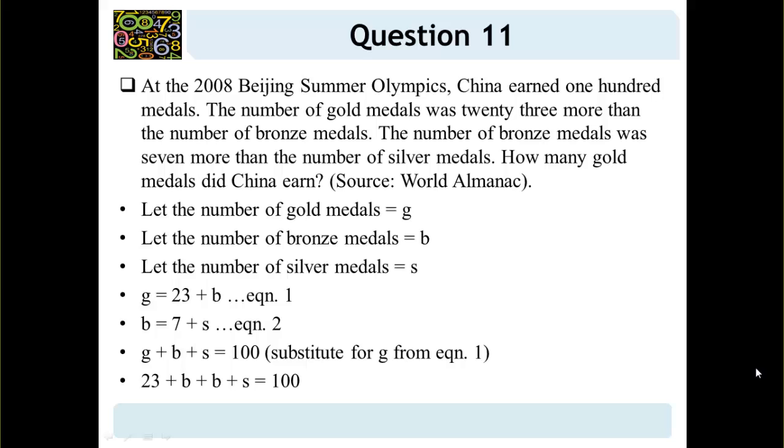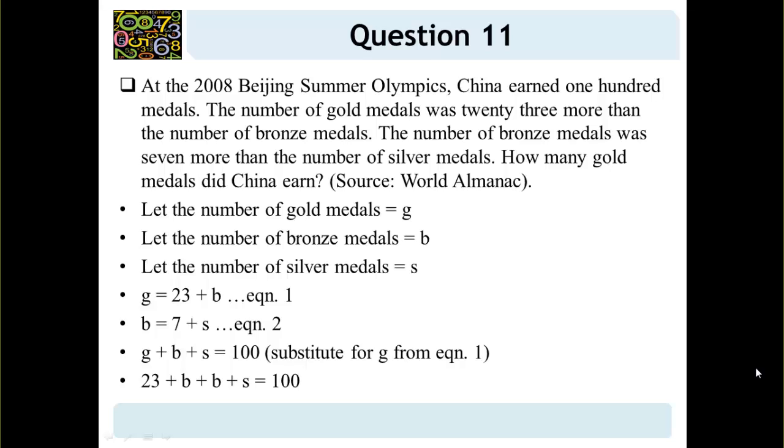Question 11. At the 2008 Beijing Summer Olympics, China earned 100 medals. The number of gold medals was 23 more than the number of bronze medals. The number of bronze medals was 7 more than the number of silver medals. How many gold medals did China earn? And our source is from the World Almanac.